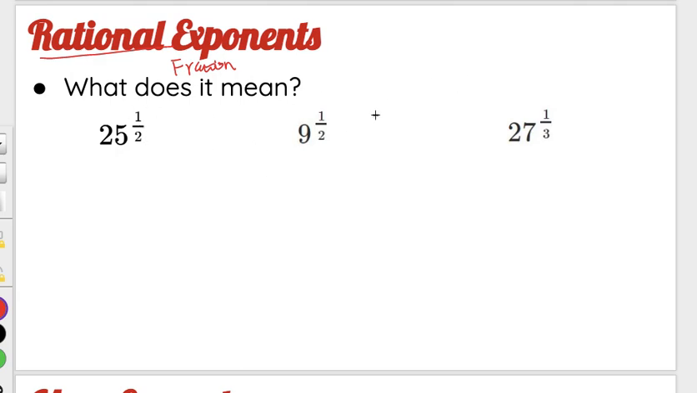Then what does that mean? Let's check these 3 examples. After going through this, we will definitely have a better understanding of that.